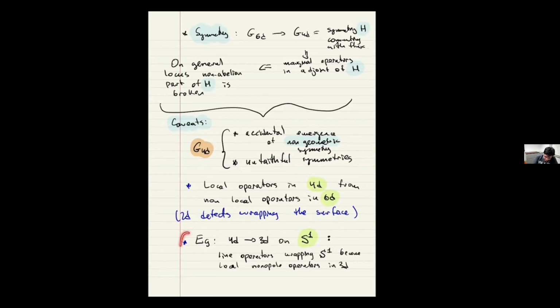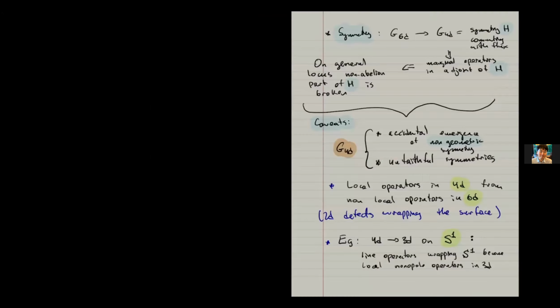And this fact that non-local operators in higher dimensions give rise to local operators in lower dimensions is, of course, very well known. For example, if you start from 4D and compactify on a circle, then line operators become monopole operators in 3 dimensions. Does this answer your question, Jema? Yes, thank you. Okay.